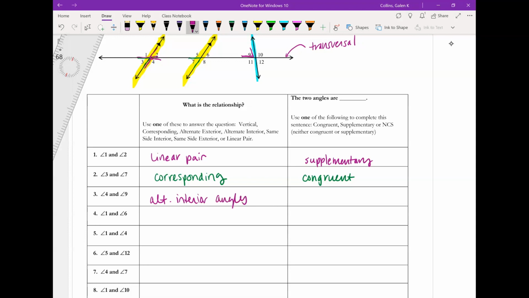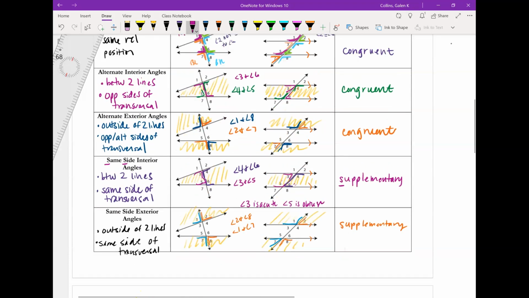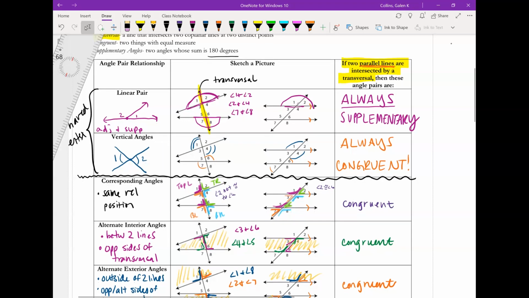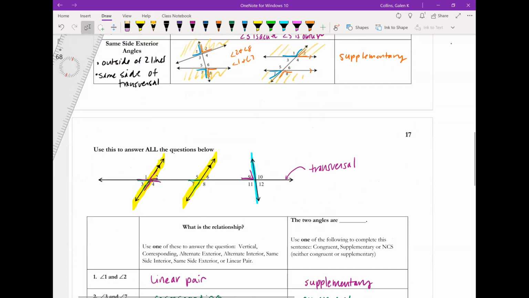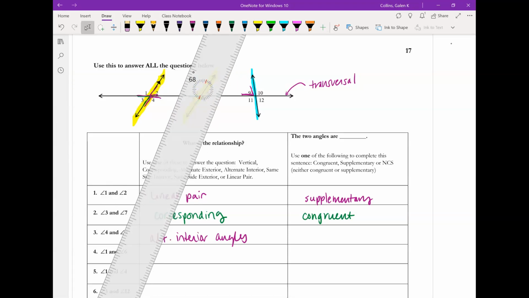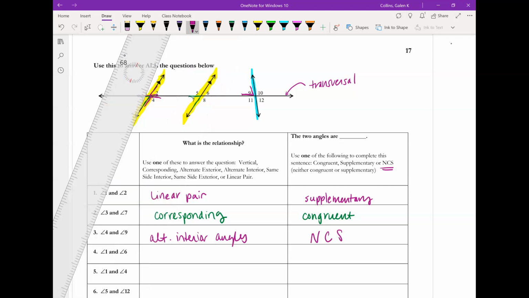And we said that alternate interior angles are going to be congruent when the lines are parallel. So if and only if the lines that form them are parallel. So if I drag my ruler back over and cover this up, the line on the left and the far right line are not parallel. So angles 4 and 9 are neither congruent nor supplementary. So I'm going to use NCS for that. They're neither congruent nor supplementary.